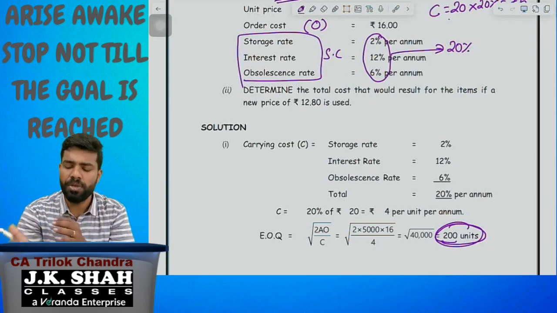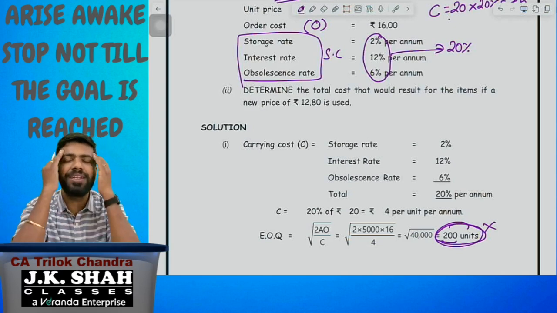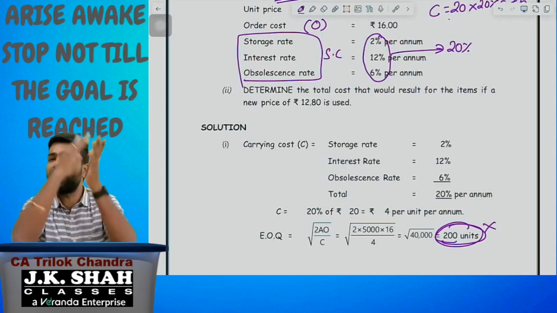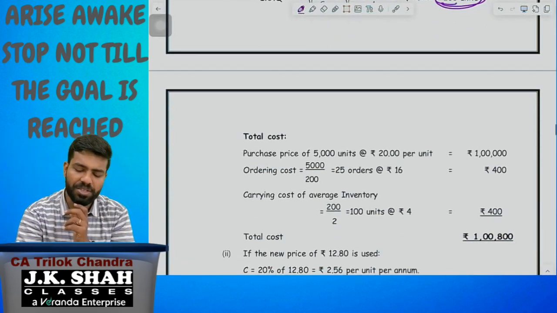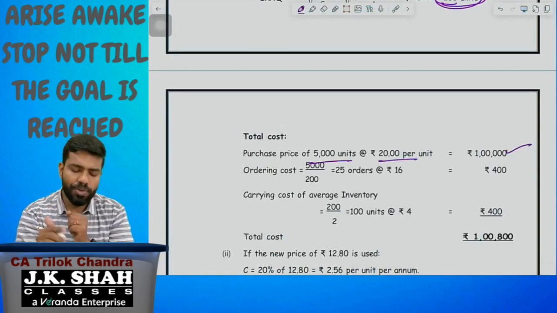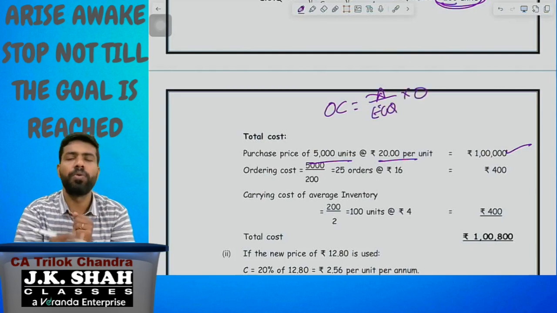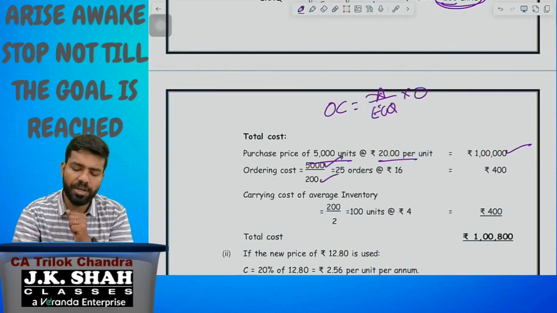Many people take 200 into price per unit to calculate the purchase cost. They'll think they're purchasing only 200 units. That is the purchase each time. Total purchase is how many units? 5,000 units. So total purchase cost is 5,000 units into 20 rupees, 1 lakh rupees. We all know the ordering cost. Ordering cost equals A divided by EOQ into O. This is the formula. 5,000 divided by 200 into 16.